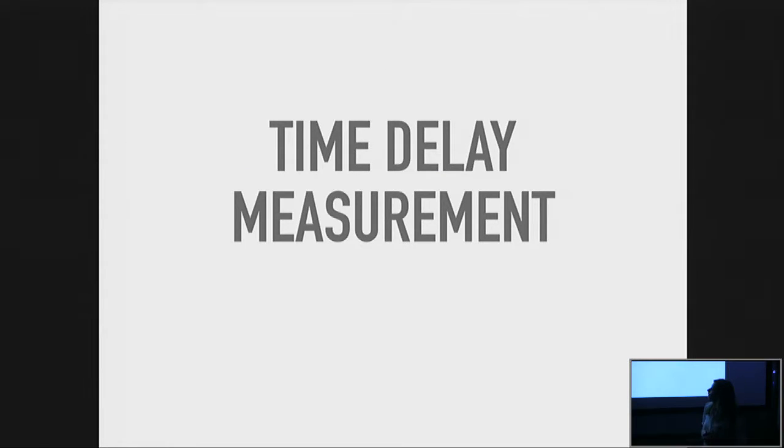And this is what we are going to focus on now. So we have this wonderful light curve, so let's try to measure the time delay.